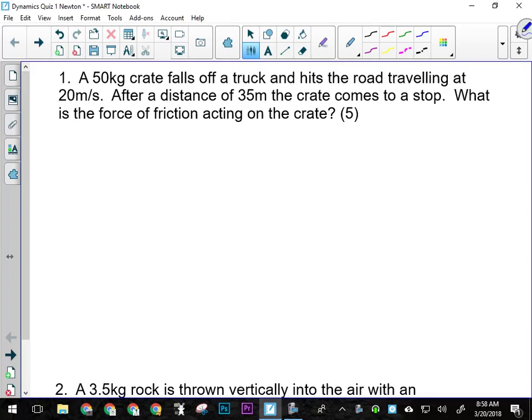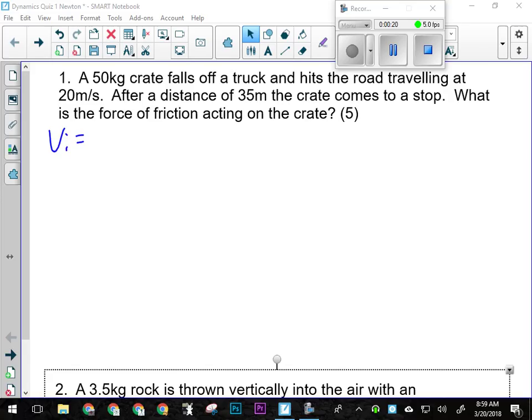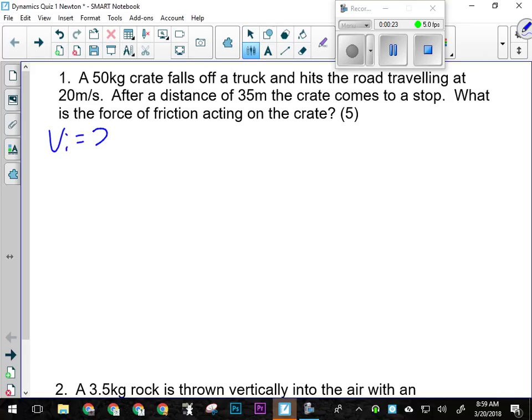So for question number 1, we have this crate that falls off the back of a truck. When it falls off the back of the truck, it's moving at 20 meters per second. So we're told what our initial velocity is. Okay, so we got an initial velocity of 20 meters per second. We know that the crate is going to slide along the road 35 meters before coming to a stop.